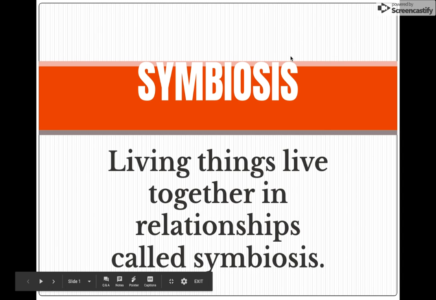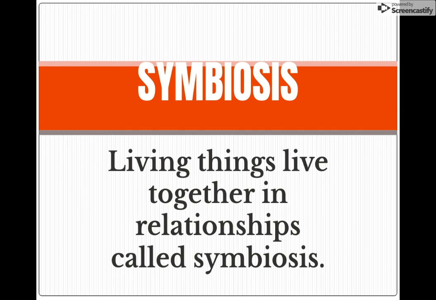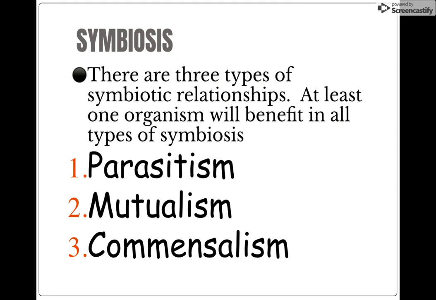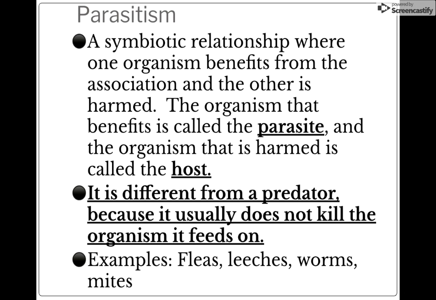Symbiosis. Living things live together in relationships called symbiosis. There are three different types of symbiotic relationships: parasitism, mutualism, and commensalism. Parasitism is a relationship where one organism is going to benefit and the other is harmed. It's different from predator-prey because it usually does not kill the organism that it feeds on.